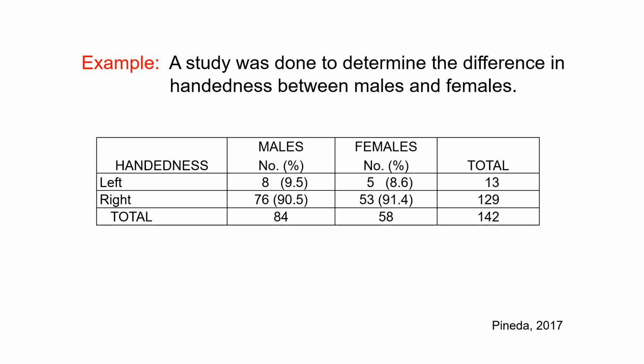the proportion who were left or right-handed, which is nominal in scale. And so the objective is difference between groups on a proportion. There are two groups, male and female, and they are independent or unrelated. The null hypothesis is that there is no significant difference in handedness between males and females, and the alternative is that there is a significant difference.